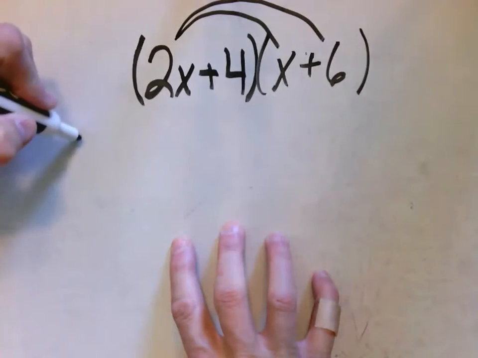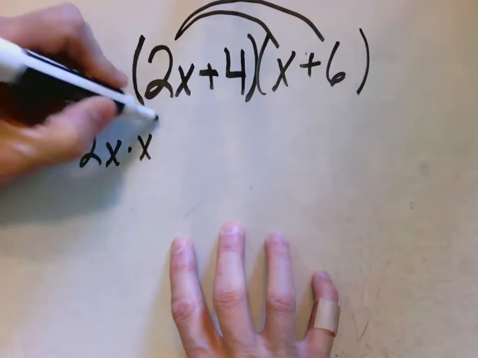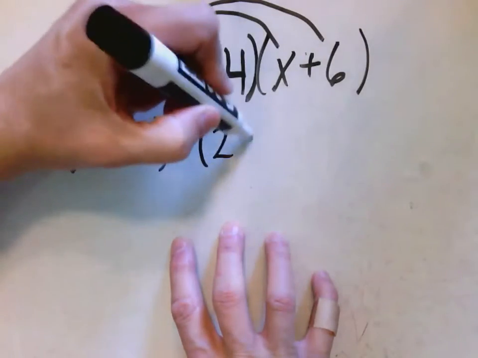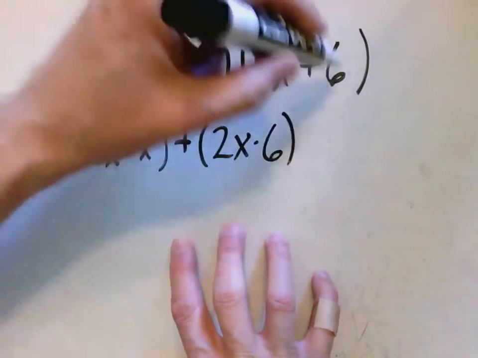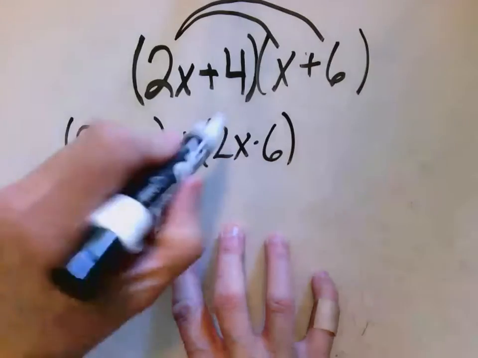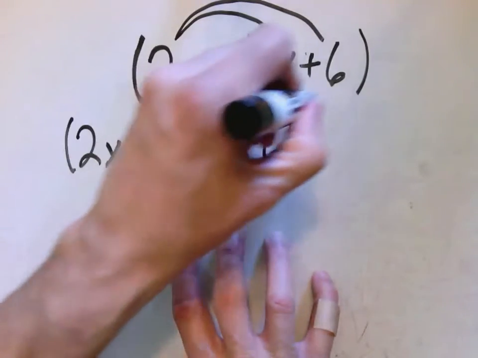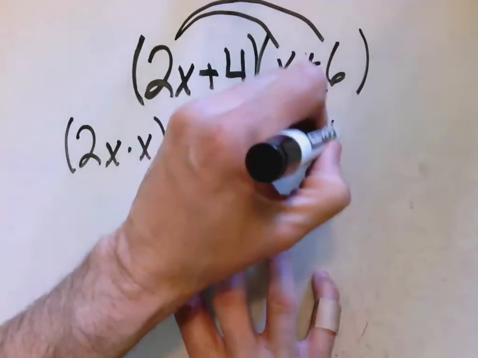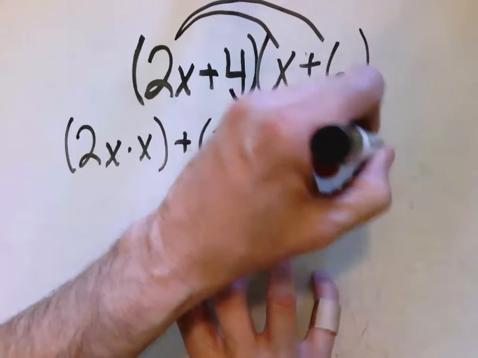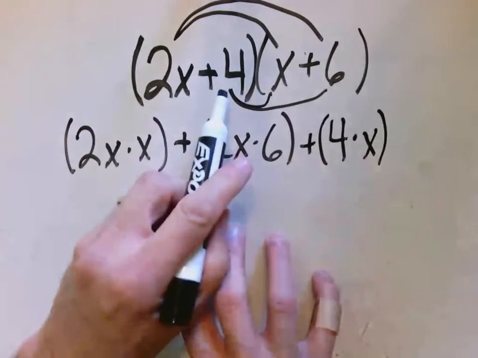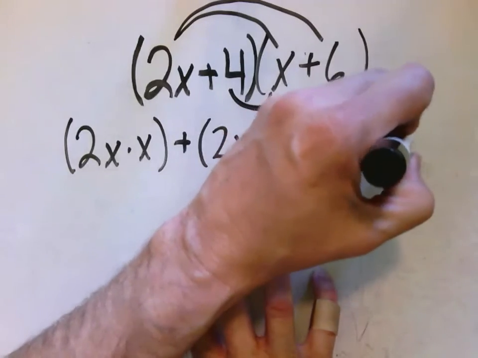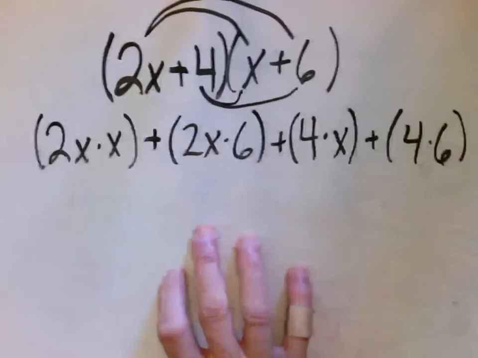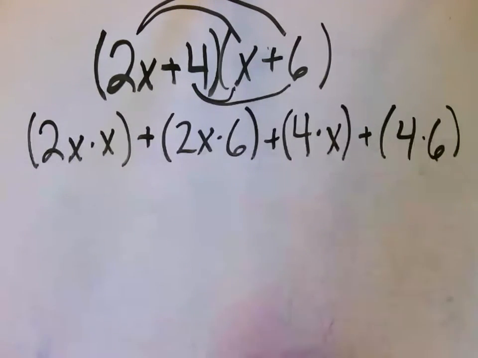So we end up with 2x times x plus 2x times 6. Okay, we got those two done. Now we're going to multiply 4 times everything in the other parentheses, the other group. 4 times x is right here, and then we have 4 times 6. Okay, so I'm just going down here just a little bit. Sorry about that. All right, now we're going to simplify these out.